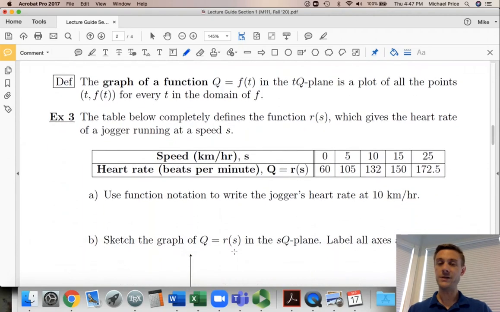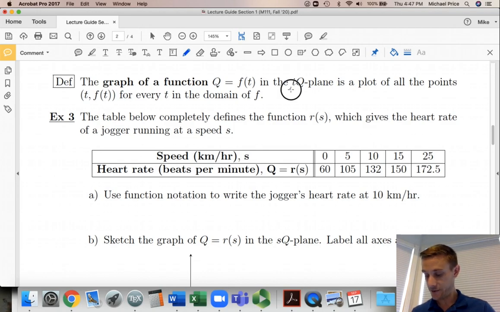This is not actually different really than the graph of any relationship. A function is just a special type of relationship where, remember, given a particular input, it's going to go to exactly one output. So when we're thinking about graphing a function, this is kind of our go-to setup where Q is our dependent variable, the output, T is our input variable, the independent variable. And where you might think of this as XY, this is like TQ.